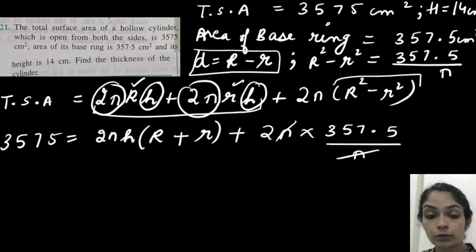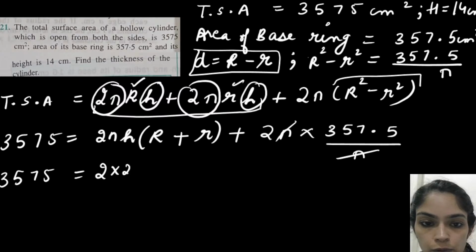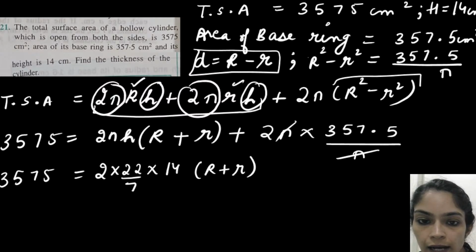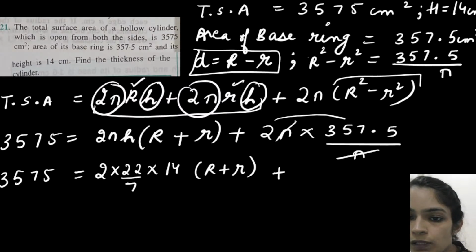R plus R is up. So Punita has already found the answer. Good. So now let's substitute values, because height is given to us. So 3575. Here I am just going to substitute the value 2 into 22 by 7. Height is given to us as 14. Here R plus R, I will be writing plus 2 into 357.5. This I'll just remove the decimal over here.